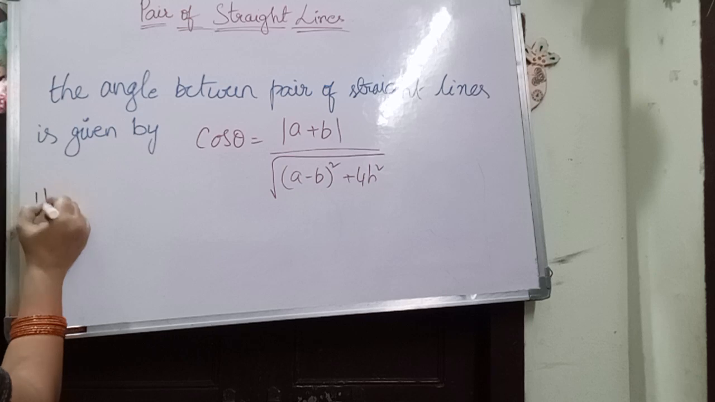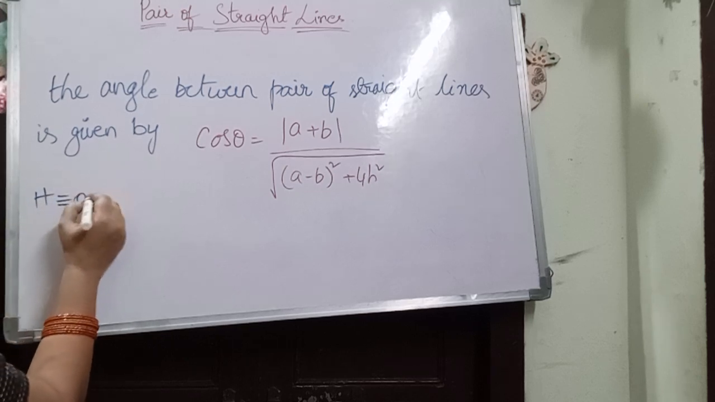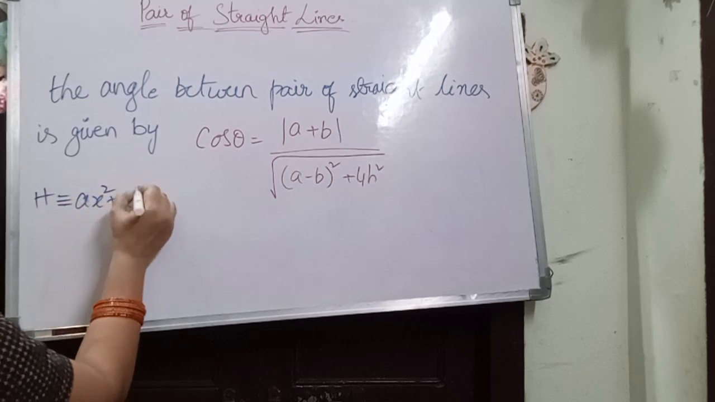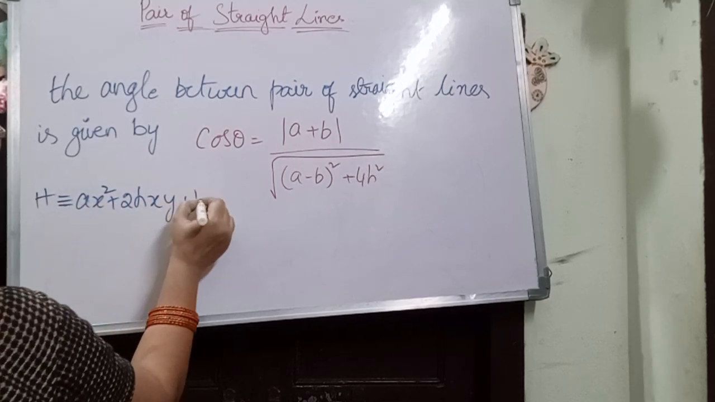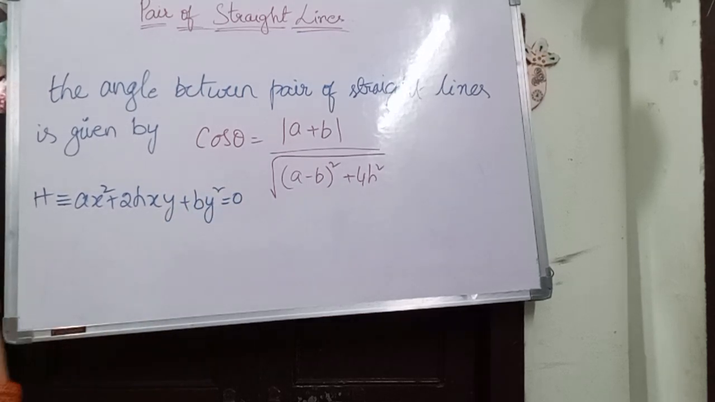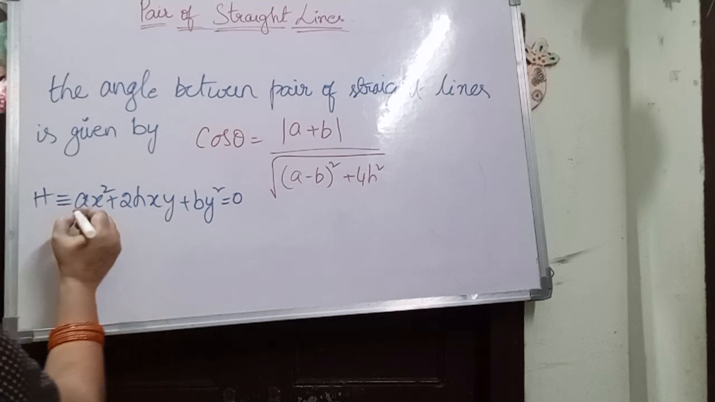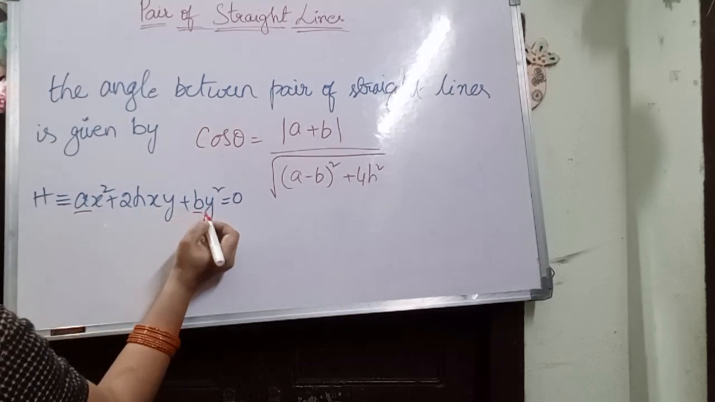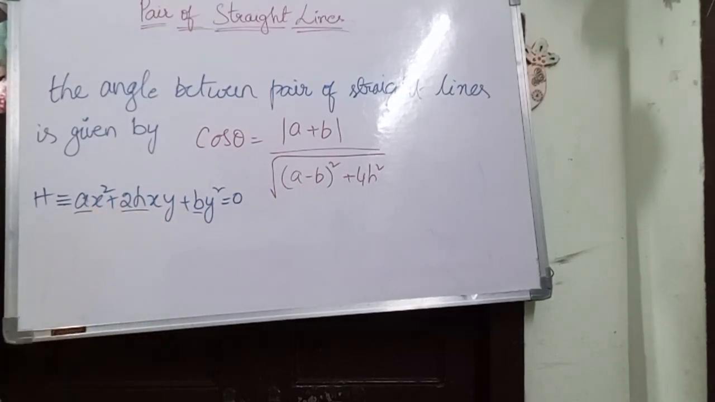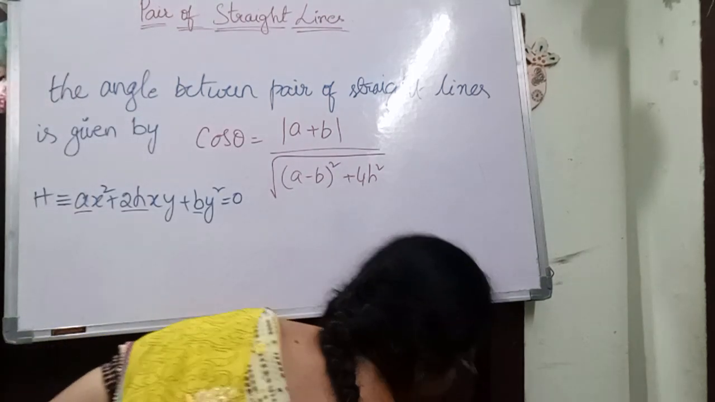What is the equation we have? H equals ax square plus 2hxy plus by square equals 0. So the angle between the pair of straight lines is given by mod of a plus b by root of (a minus b) whole square plus 4h square. This is the formula for the angle between a pair of straight lines.